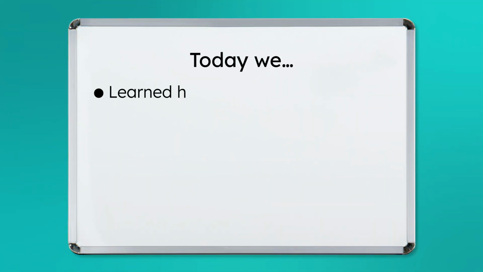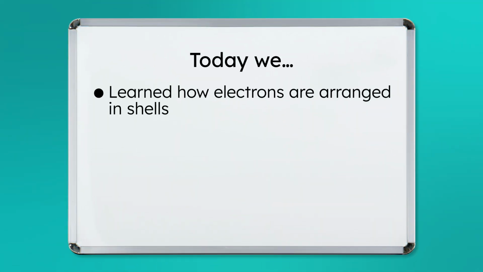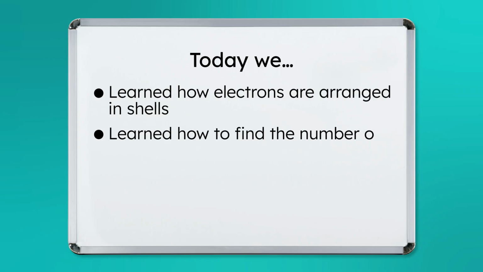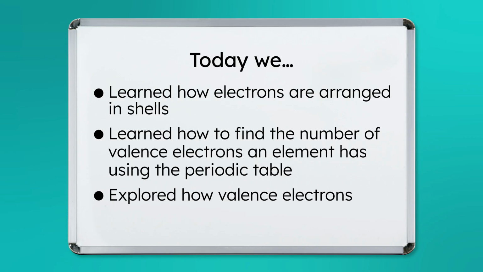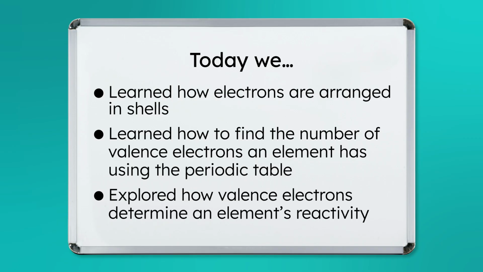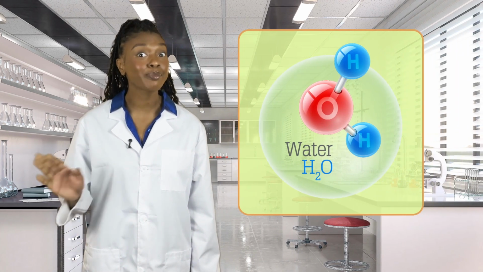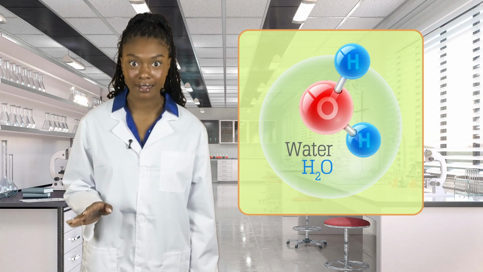Today, we learned how electrons are arranged in shells and how to find the number of valence electrons an element has using the periodic table. And we explored how valence electrons determine an element's reactivity. Be sure to complete the additional activities and online practice included with this lesson. Next time, we'll explore molecules and compounds.